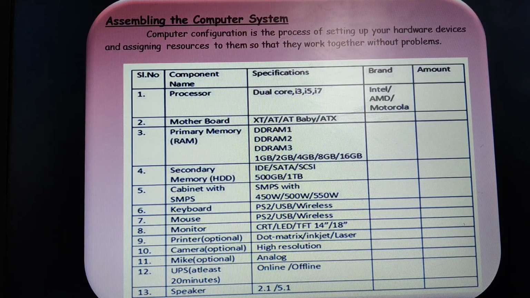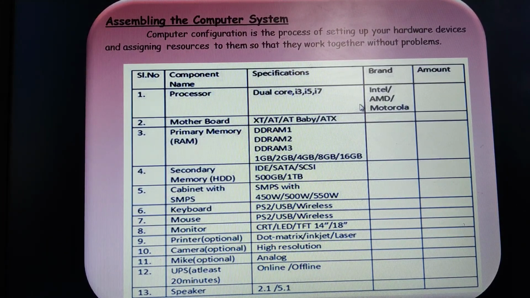Then we have the speakers as 2.1 or 5.1. That means 2 speakers with 1 woofer. So 5.1 means 5 speakers with 1 woofer. They are the versions, that's it. Speakers are also optional. So these all are the different components of the computer system.